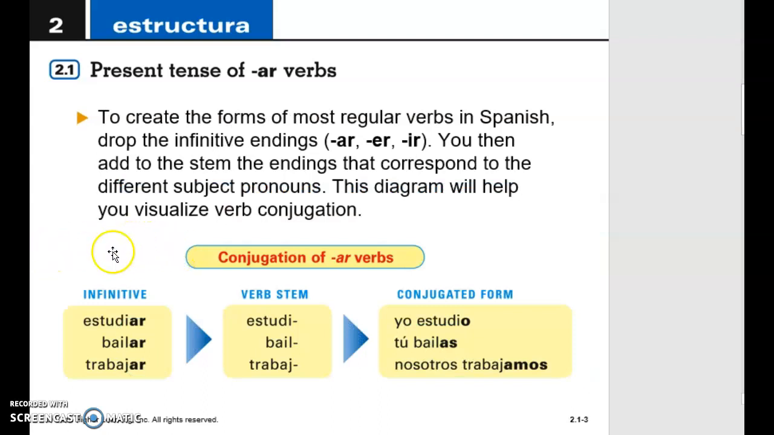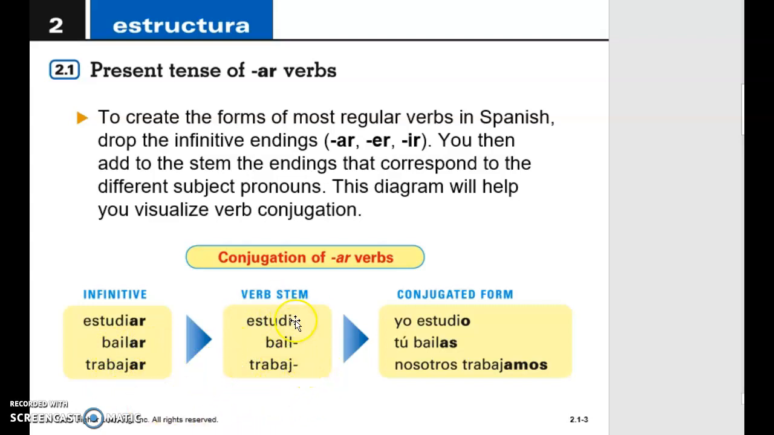So in here we have three different verbs: estudiar, bailar, and trabajar. Okay? So we're going to end up with what we call a verb stem. We're going to get rid of that AR at the end, and we're going to keep that stem. Estudiar is going to become estudi, removing that AR. Bailar, trabajar. Okay, so now what's next?